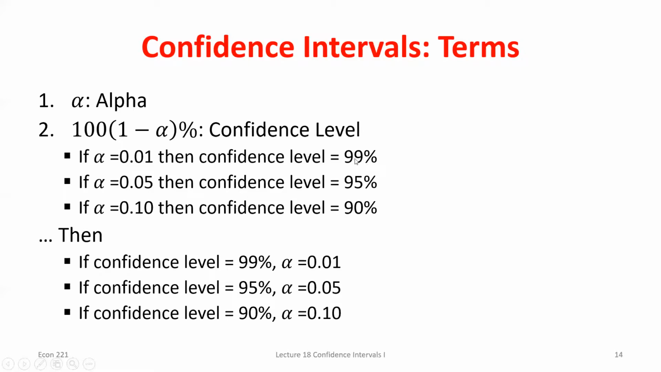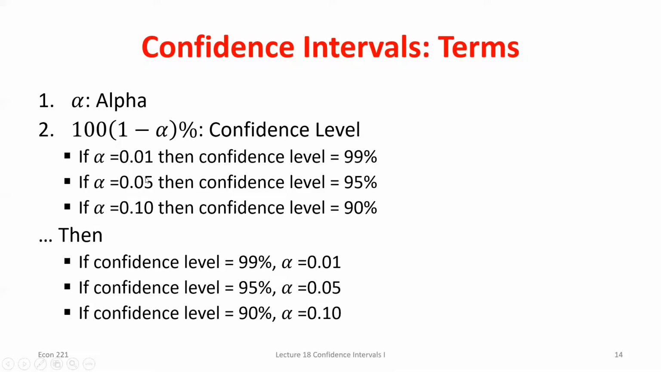So for the 99%, the percent outside the interval would be 1%. And then alpha is just that, but in decimal form, right? So 0.01. For 95%, the percent outside of that interval would be 5%, in decimal form, 0.05.